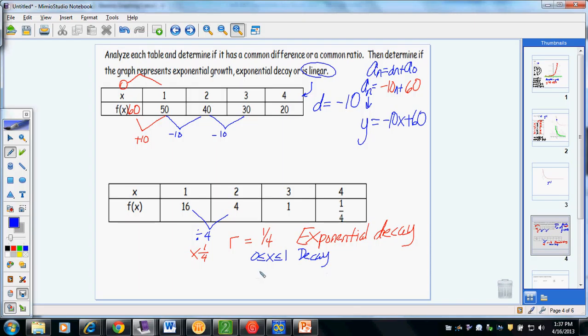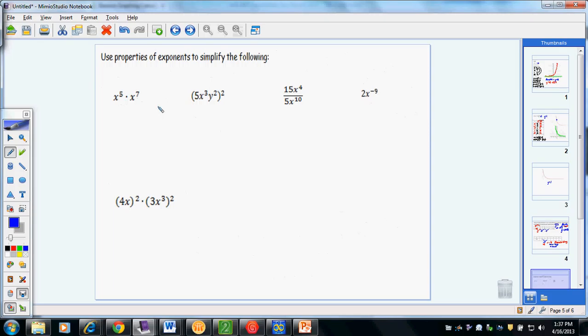If our ratio is greater than 1, we have growth. Okay. All right, so let's look at the next one. The next one, we're using properties of exponents to solve this. So again, because my bases are the same, it's just x. When I multiply x to the 5th times x to the 7th, I really have x to the 5 plus 7, which equals x to the 12th.